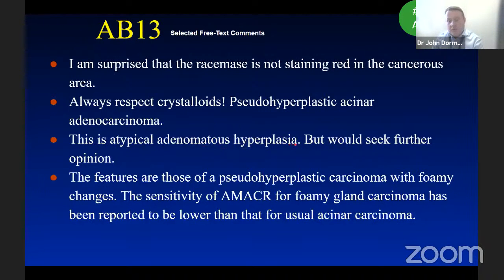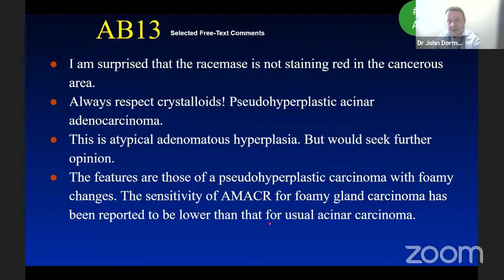Atypical adenomatous hyperplasia, but we seek further opinion. That can be a bit AMACR positive, but tends to be a smaller area, and you still tend to see at least occasional basal cells in those kinds of areas. Feature those are pseudohyperplastic carcinoma with foamy changes.